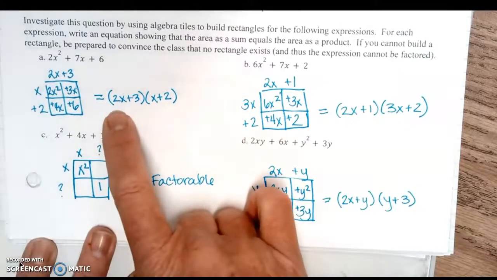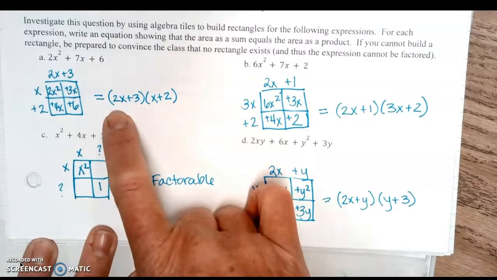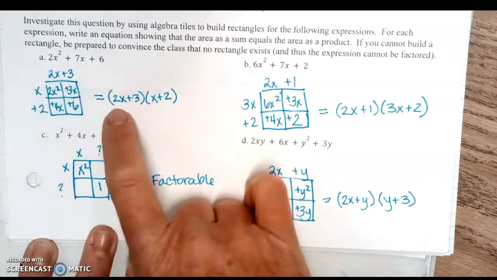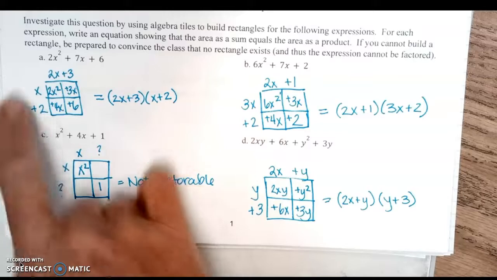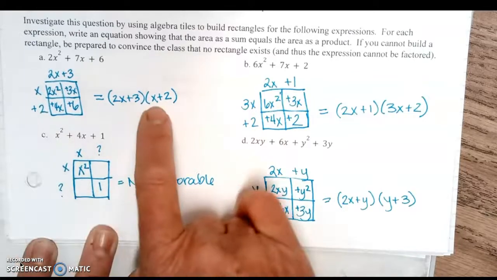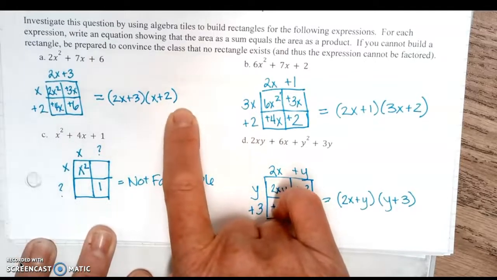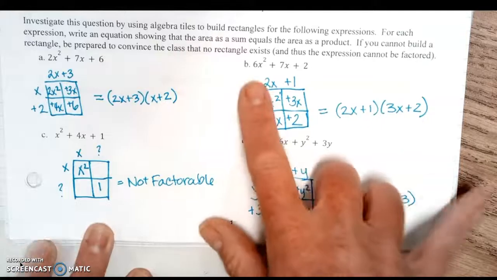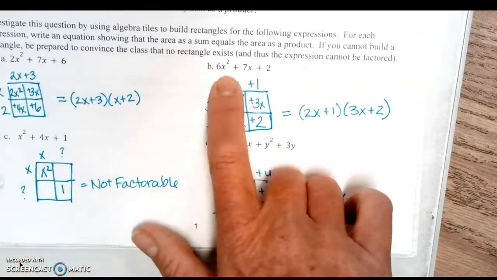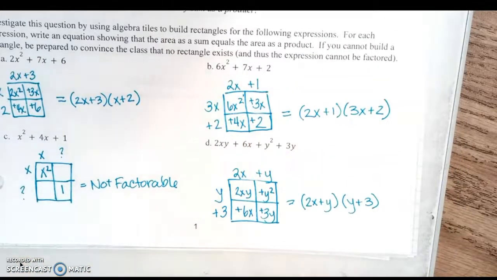So to write this in factored form, you can go along the top first and get your binomial of 2x plus 3, and along the side second and get your binomial of x plus 2. Okay? Now let's do part B. Part B, we have 6x squared plus 7x plus 2.